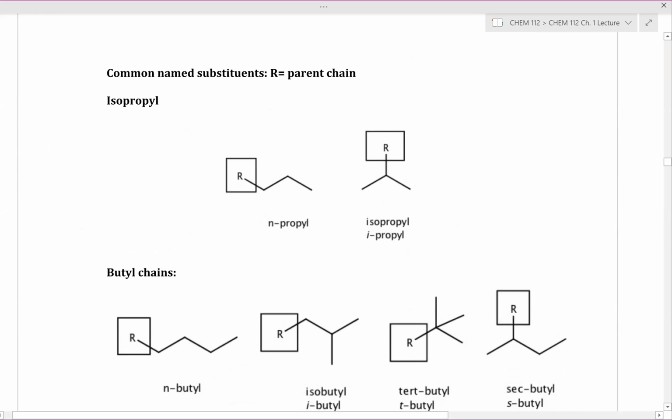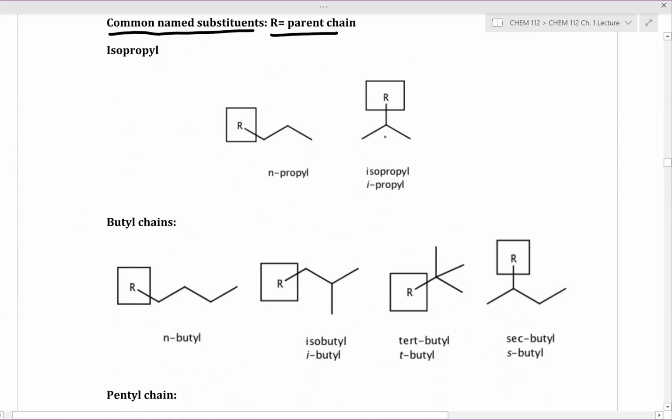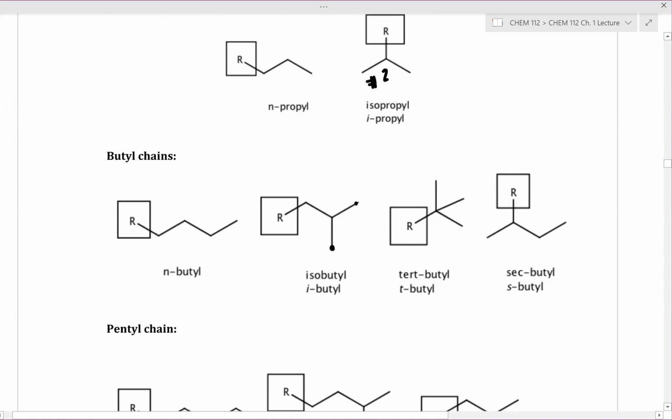So I have a summary table of the common named substituents where R is our parent chain. We've all covered these before. I just want you to be familiar with them because you're going to be using these names a lot. So your isopropyl, the R group is at carbon number 2. In isobutyl, we have a carbon branch attached at carbon number 2, and our main chain is at carbon number 1. Tert-butyl, if you look at the shape of tert-butyl, it almost looks exactly like a T. Does everyone see how it looks a little bit like a T or a cross or an X? So that's how I like to remember it. And the main chain is attached at the tertiary carbon. Sec-butyl, as its name implies, secondary. The R chain is attached at carbon number 2.